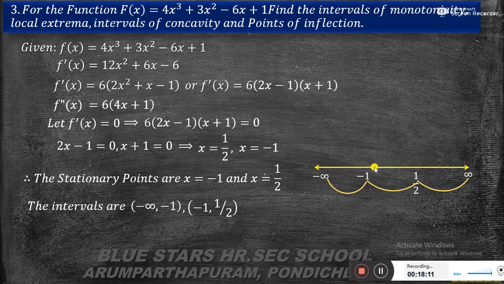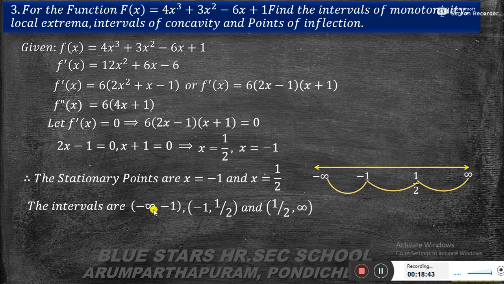So I mark them on the intervals, because they ask about the intervals. I take the number line from minus infinity to plus infinity and mark the critical points, minus 1 and 1/2. First comes minus infinity to minus 1, and next the positive side up to 1/2. So the intervals are minus infinity to minus 1, minus 1 to 1/2, and 1/2 to infinity. These are the three intervals for this problem.